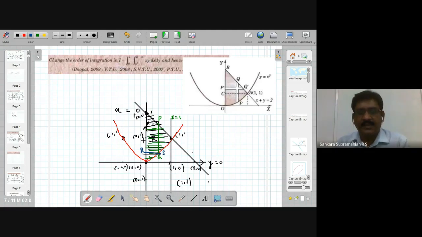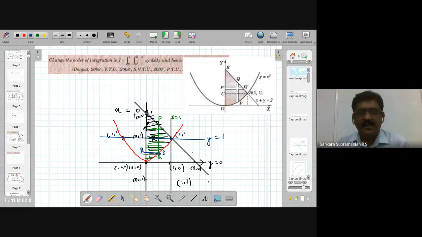Now if you look at this strip, it breaks even at one place. This break-even point is here. At this point the region should be subdivided. If this is y equal to 0, this is 0, this is 1, y equal to 1. This is the line y equal to 1.